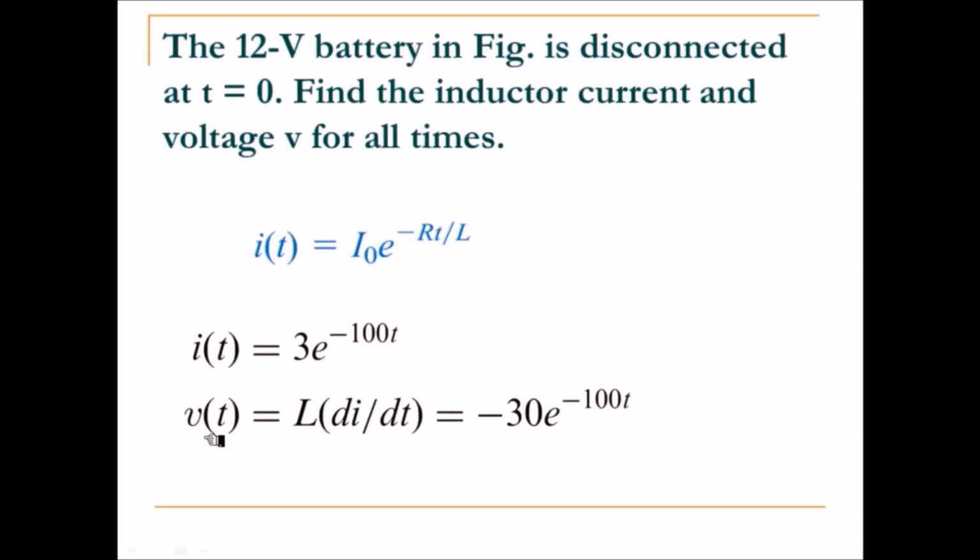Then to calculate the voltage V(t), that is the voltage across the inductor, it is equal to L times di(t) by dt. Substituting the value of I(t) in this equation, we will get minus 30 e to the power minus 100t. I believe you understood the fundamentals of DC transient analysis and one special case, the source free RL circuit. I'll take some more problems in the next video lecture. Thank you.